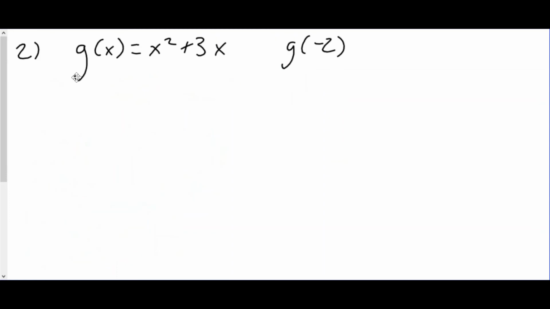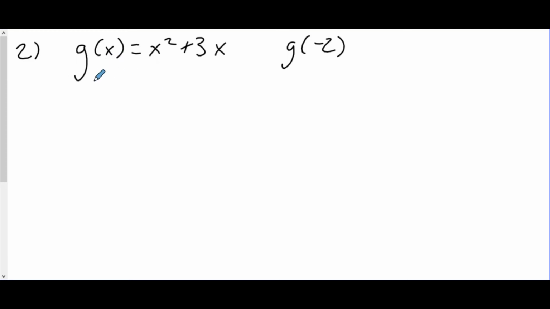Second question says g of x equals x squared plus 3x. We want to find g of -2. As a note, this can be any letter we want. F of x gets used a lot, but you can do g of x, h of x, w of x. All letters are available. Another good thing about function notation is it does allow us to differentiate between different equations.